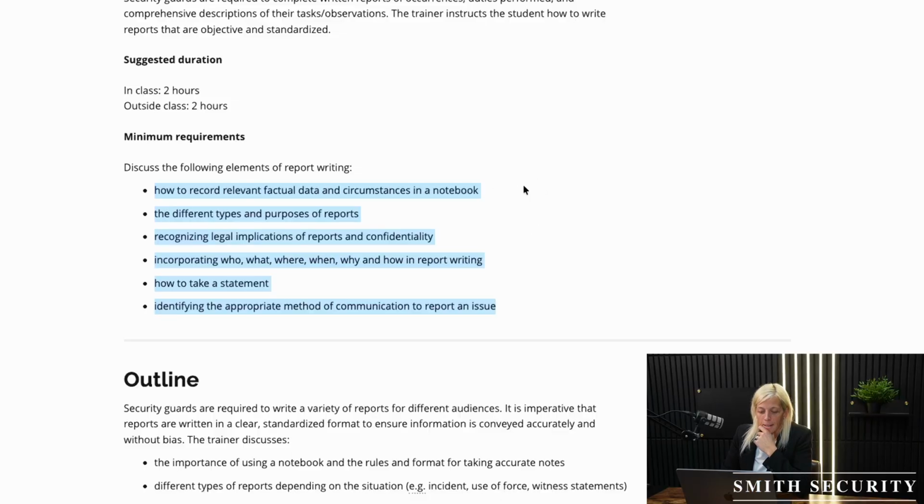So you're going to have your notebook. The section covers the different types of purposes of reports, recognizing legal implications of reports and confidentiality, incorporating who, what, when, where, why, and how in report writing, how to take a statement, and identifying an appropriate method of communication to report an issue. Report writing is huge in the security industry. This is a very important part of the course, though it's only a 2-hour requirement for this particular section.